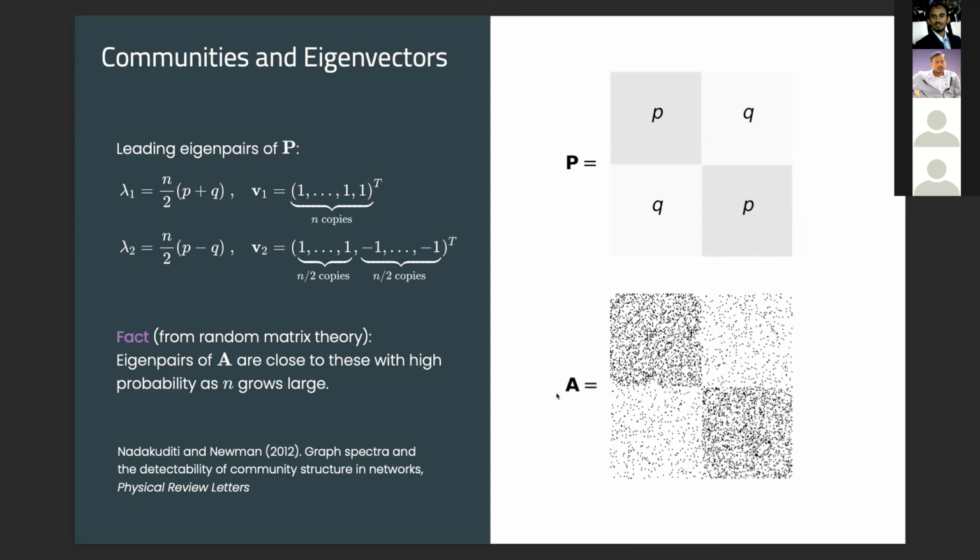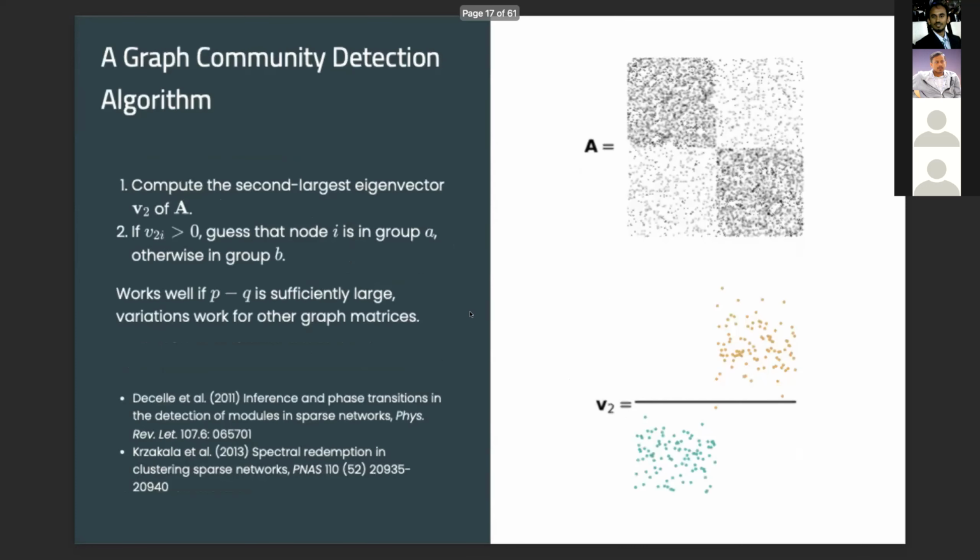Okay. So what this leads us to is an algorithm for graph community detection. The steps here are fairly simple and straightforward. We're going to compute the second largest eigenvector of the adjacency matrix A, and then we simply look at the sign of the entries. If the sign of the entry in V2 corresponding to node I is positive, we're going to guess that that node is in group A, and otherwise we're going to guess that it's in group B.